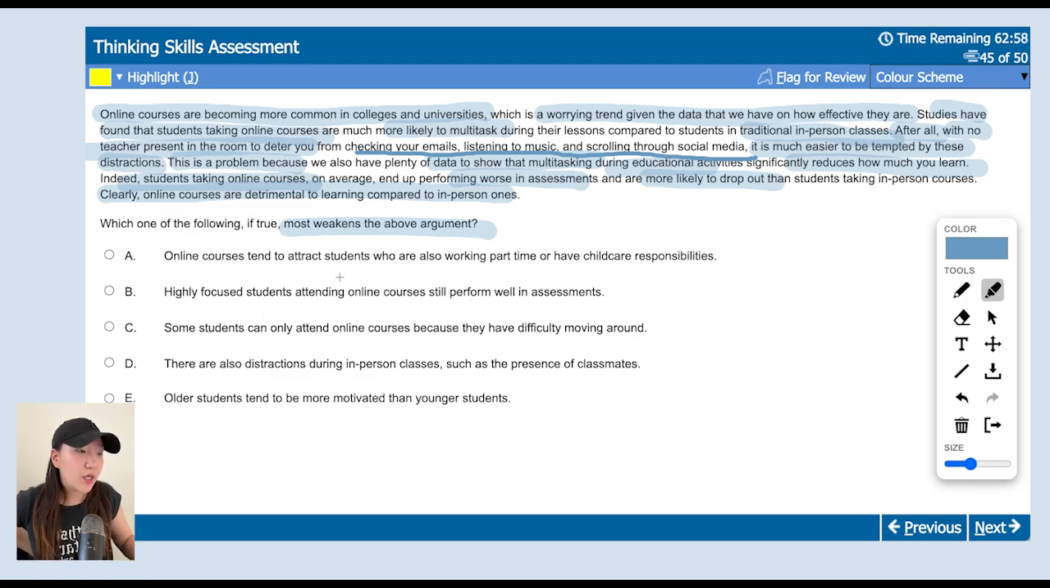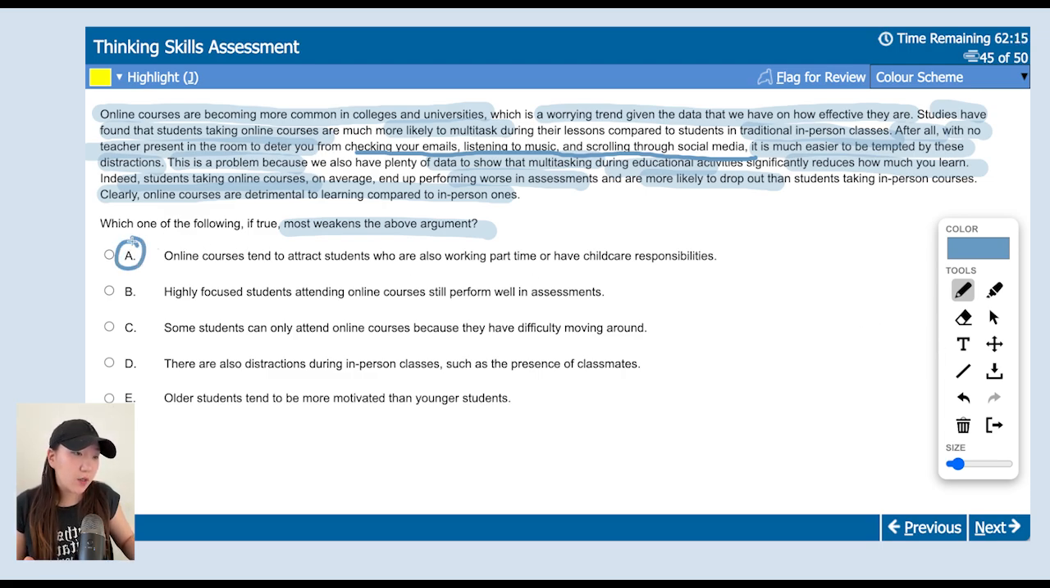Okay, so which one weakens this argument? We're basically saying online courses are not very effective because they distract students more, and we have data to show that people taking these online courses do perform worse in assessments. You could almost recognize a flaw in this argument, which is that they're saying that by taking these online courses, you are automatically becoming worse in assessments compared to the in-person ones. The obvious flaw should be, what if they were already not that great in the first place? There's an attempt to explain what could be causing this, but it's ignoring a whole host of other factors. So anything like that will weaken this argument.